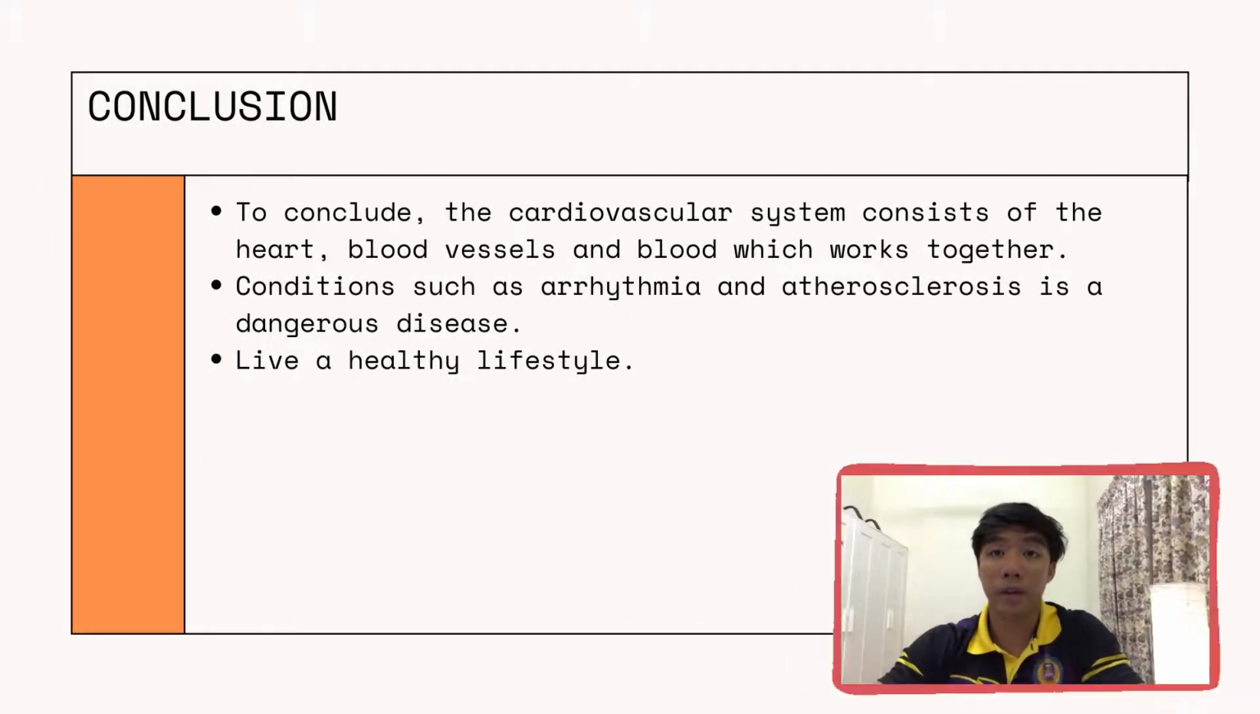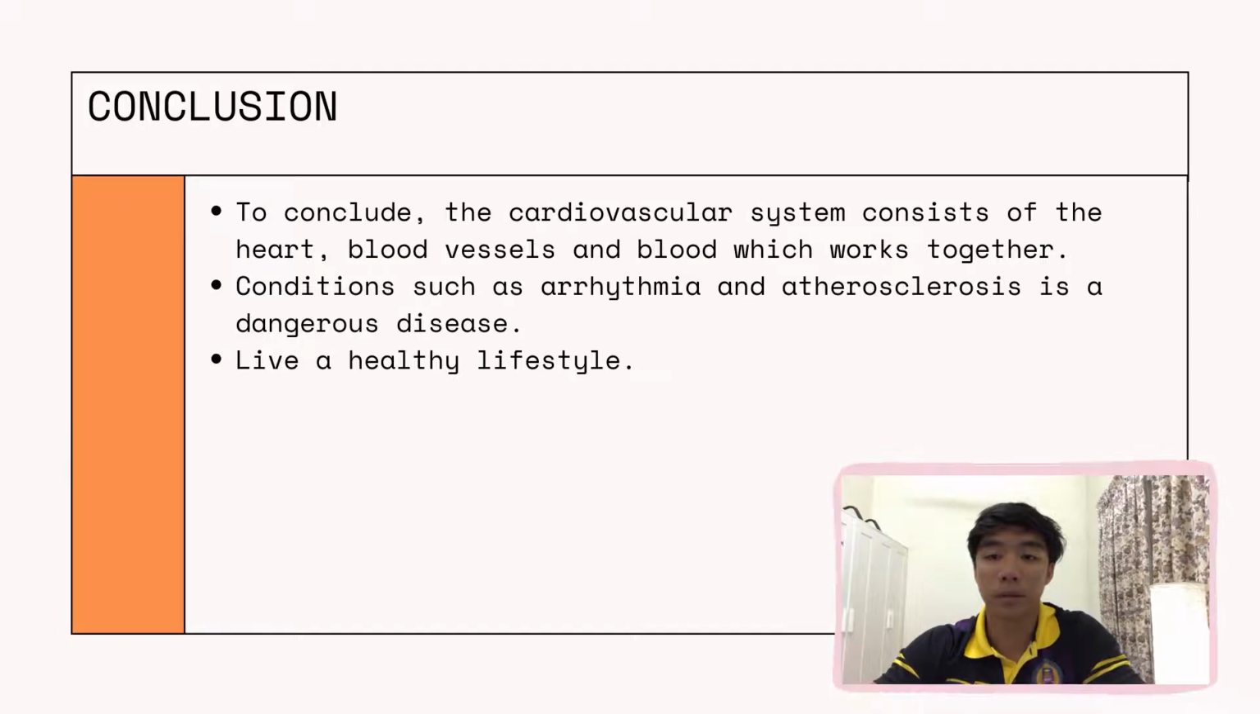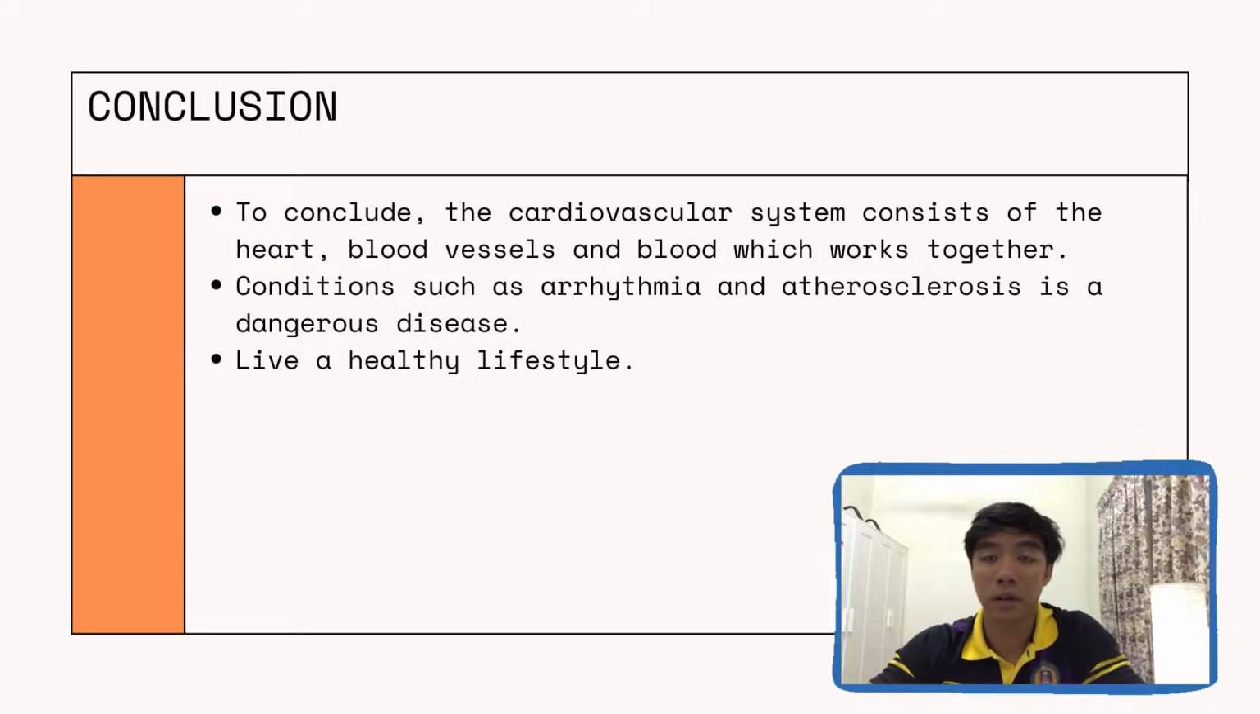To conclude everything that we have talked about, the cardiovascular system consists of the heart, blood vessel, and blood, which work together. The conditions such as arrhythmias and atherosclerosis are very dangerous diseases. So to avoid getting the disease, we should live a very healthy lifestyle.